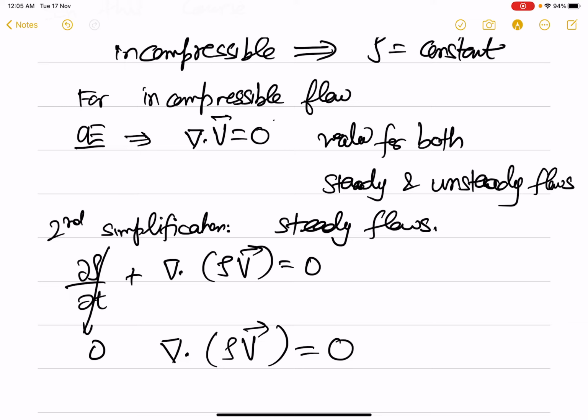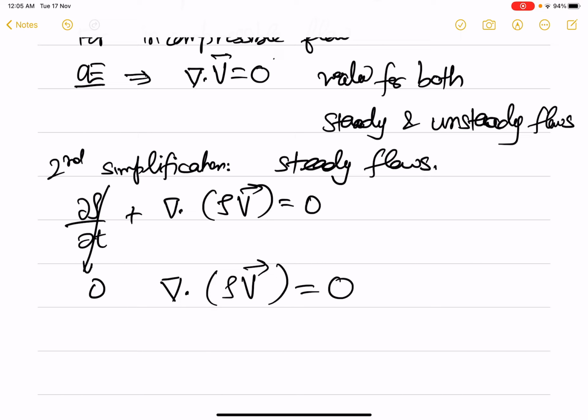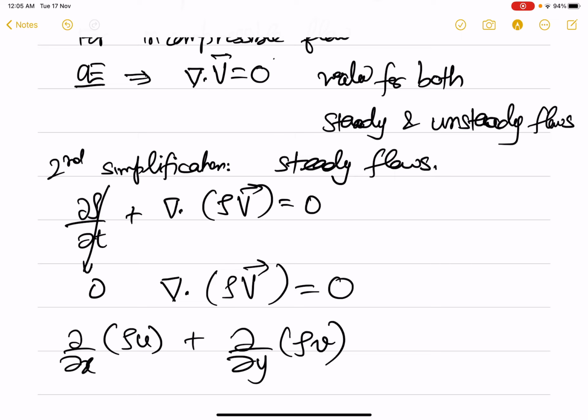For steady flows, whether or not it is given that the flow is compressible or incompressible, the continuity equation takes this form, which if we expand becomes partial by partial x of rho u plus partial by partial y of rho v plus partial by partial z of rho w is equal to 0.